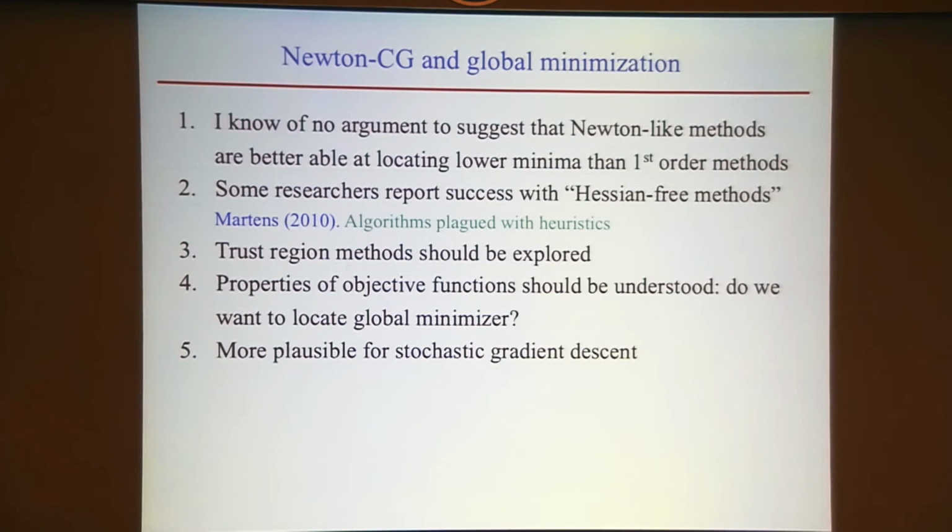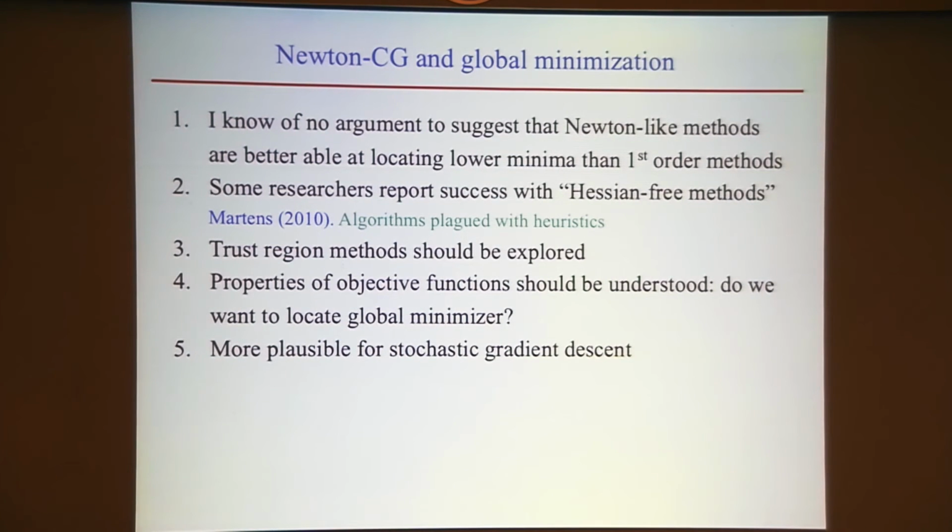On the other hand, if you switch from a deterministic method to a stochastic method, then things may change. So this discussion may be more interesting when there is some stochasticity in the optimization problem, as is the case for stochastic gradient methods. The other thing that I should say is that I just glanced over trust region methods.